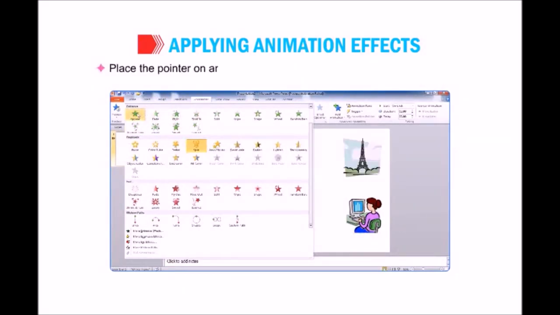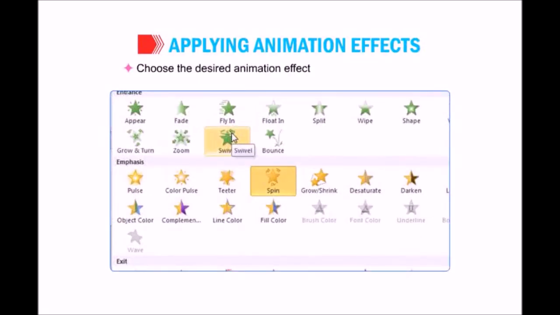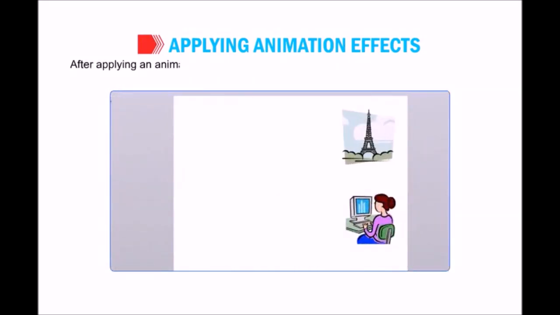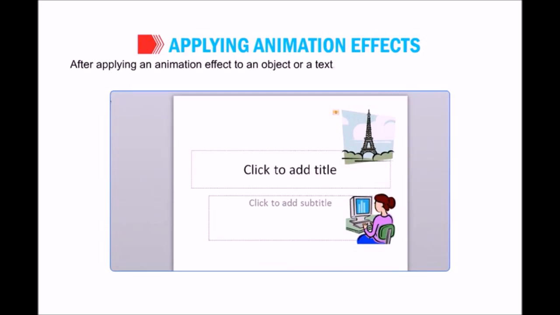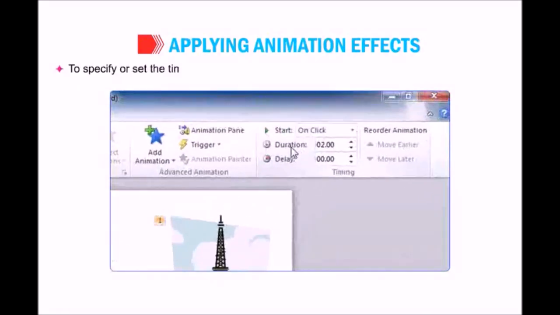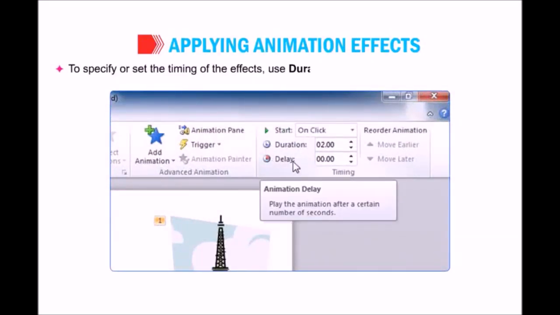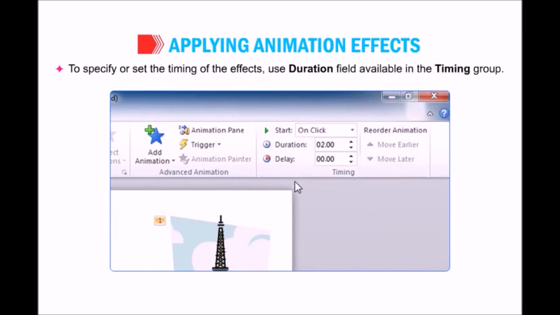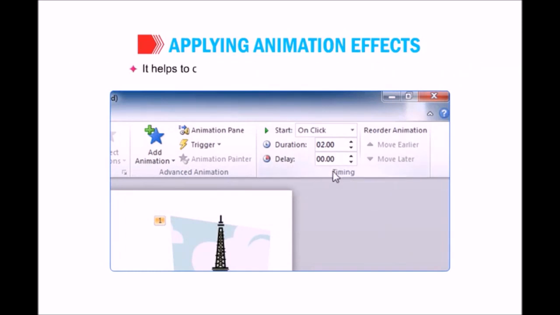Place the pointer on any animation effect to preview its result on the slide. Choose the desired animation effect from the displayed menu. After applying an animation effect to an object or a text, you will notice that a number tag appears near the object on a slide pane. To specify or set the timing of the effects, use Duration field available in the Timing group. It helps to change and control the speed of animation effect.